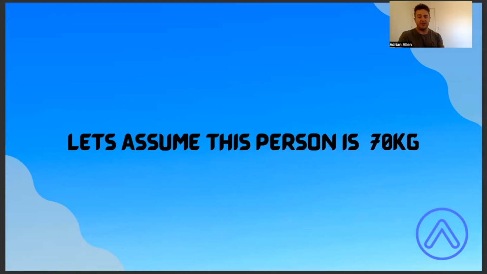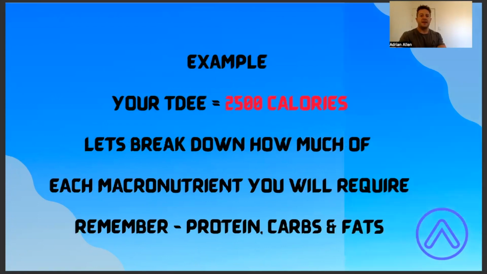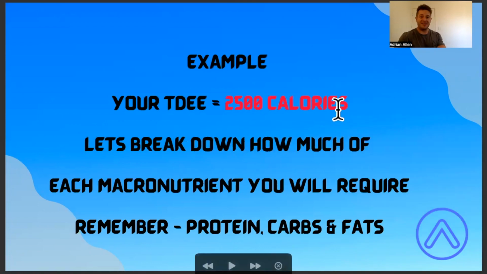It doesn't matter if it's a male or female. We're just going to say it's a 70 kg person, right? This is a number you need to remember. Now, for example, a 70 kg person, their TDEE equals 2,500 calories.